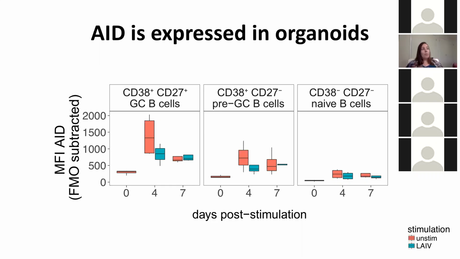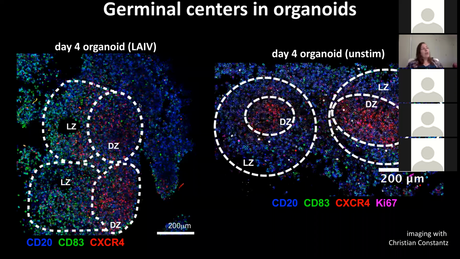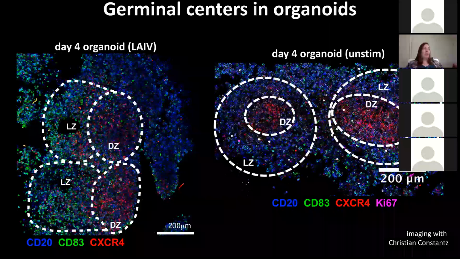We've also done some imaging studies, which frankly have been very technically challenging, but also very interesting. We look for light zone and dark zone markers, CD83 and CXCR4, as indicated here with these different colors, and we can find evidence of separation of B cell subsets based on those expressions. For example, here I've highlighted where we would anticipate a dark zone compared to a light zone, and another example over here where we see separation of those cells.